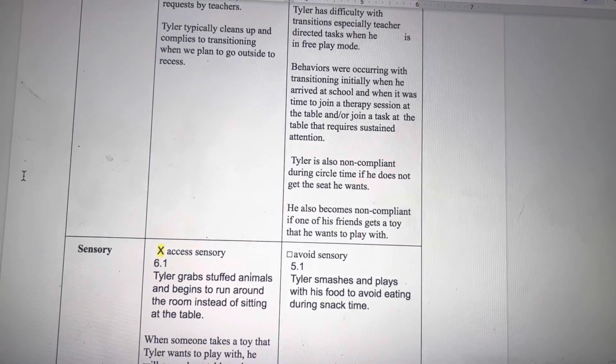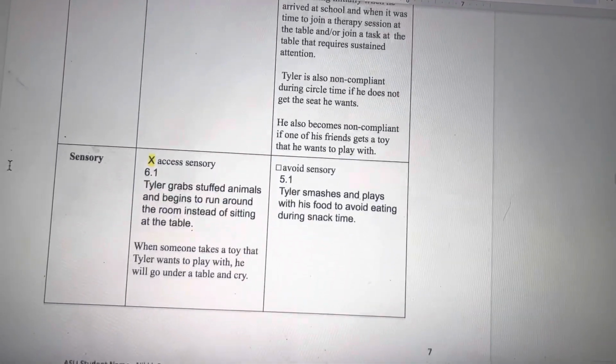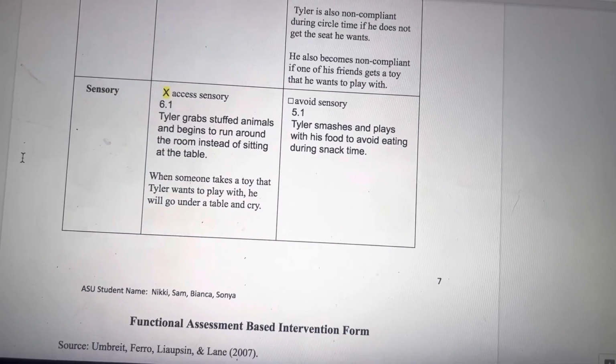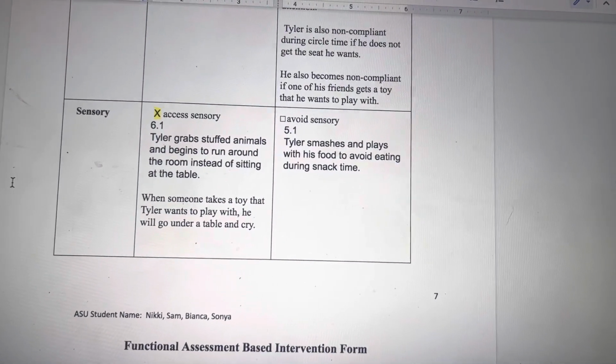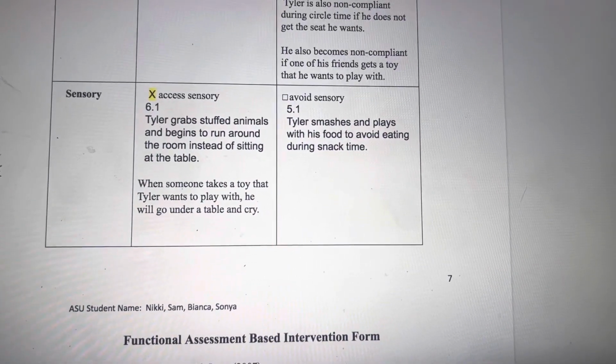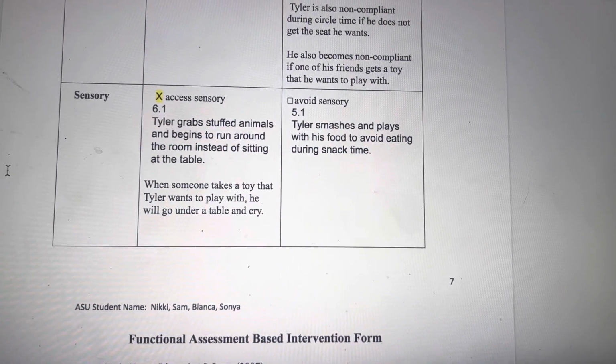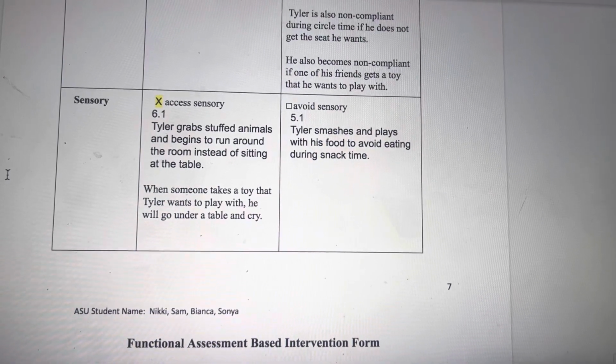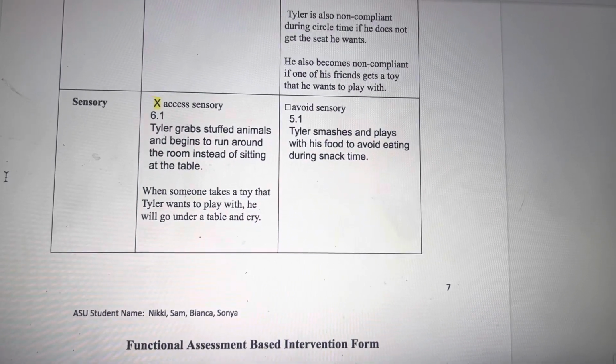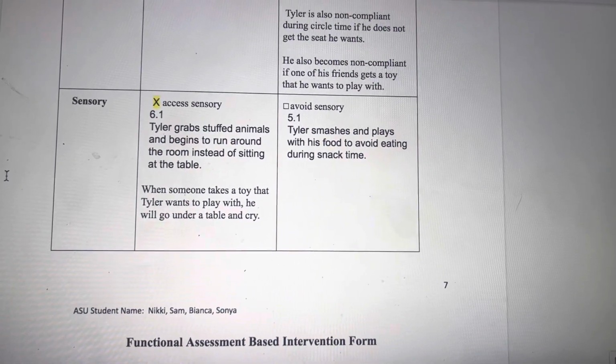So in our sensory area, you could see it is to access the sensory. Tyler grabs stuffed animals and begins to run around the room instead of sitting at the table. The last one is when someone takes a toy that Tyler wants to play with and he will go under a table and cry.